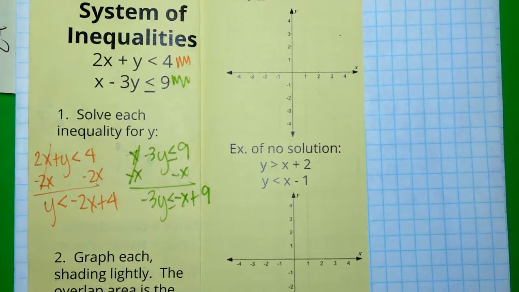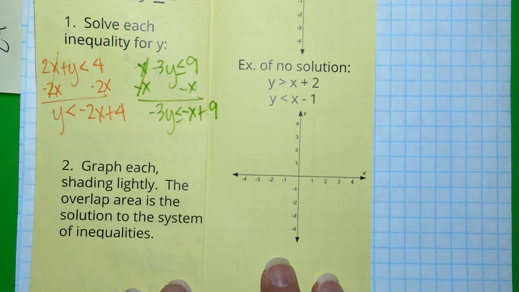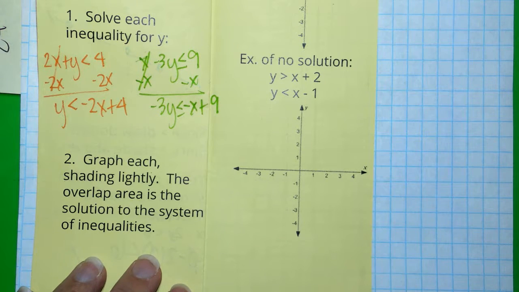Now, can anybody tell me why we subtracted that x and not added? Because the x is positive. It's positive, and to do the opposite, you have to subtract. Okay, what can we do now?